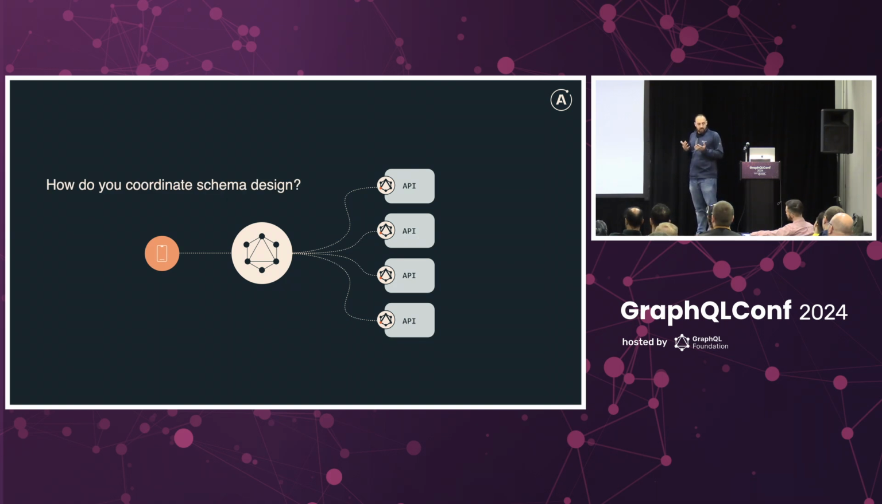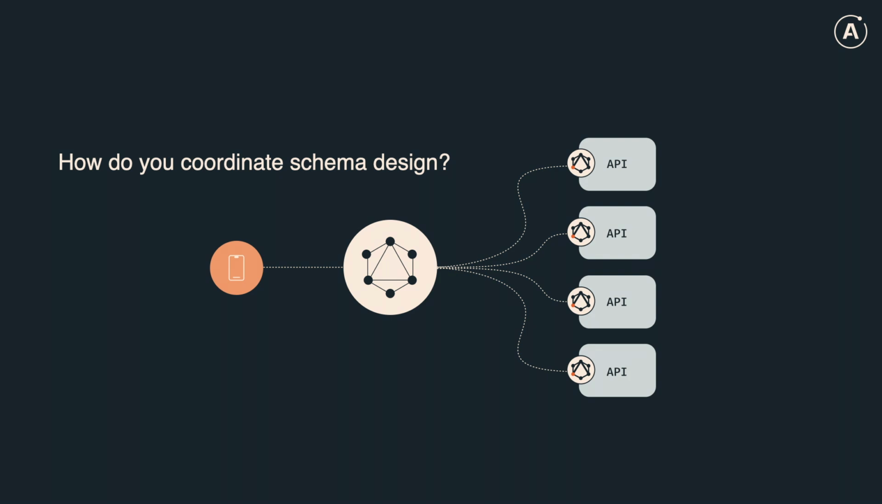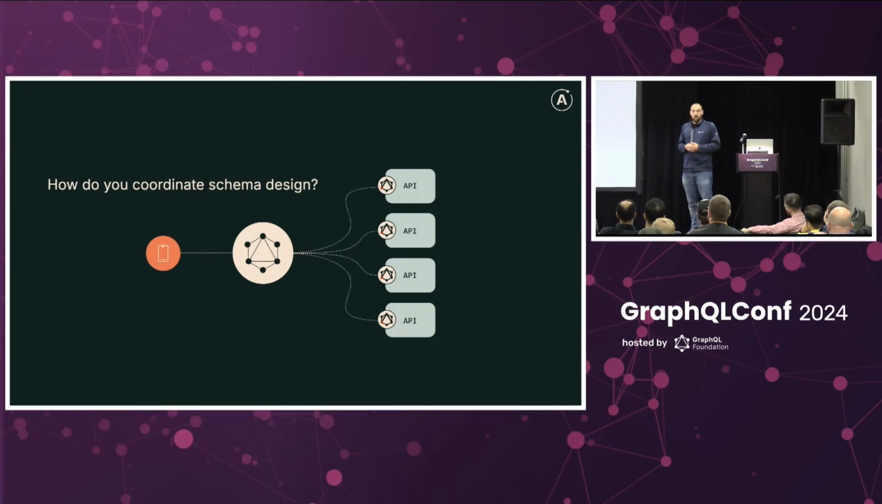Because, as we've seen, we're not just designing isolated schemas. A review is not just an isolated type. It refers to products. It refers to users. Those are types that likely also live in other APIs. These are central domain objects that are spread out over many APIs. And from a client perspective, these are the same type. You want to be able to navigate from one to the other.